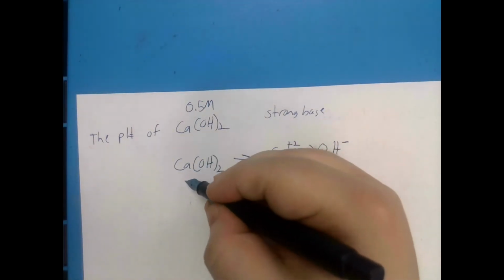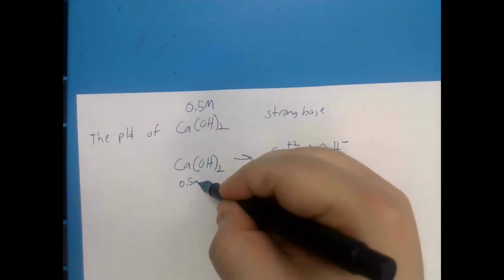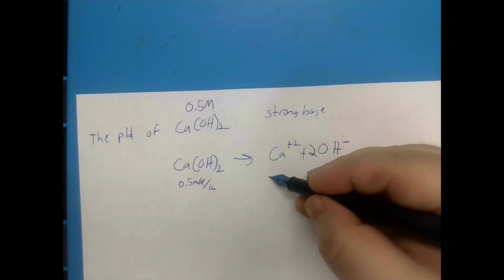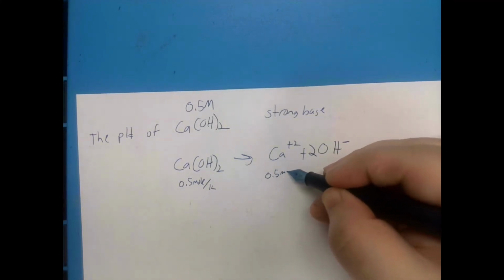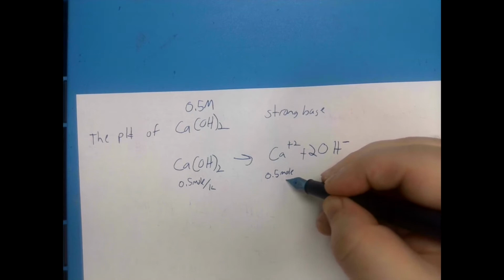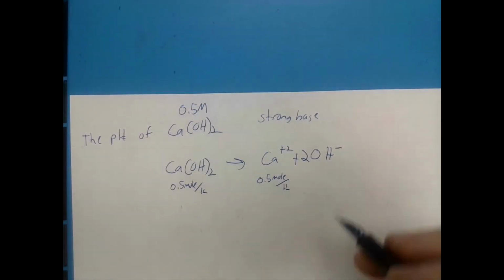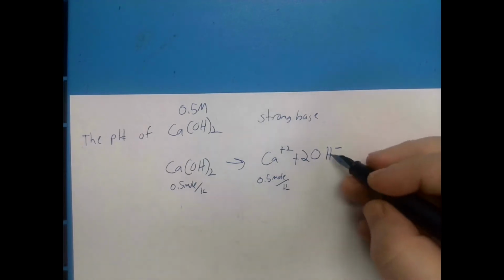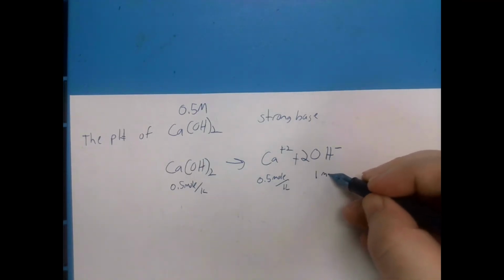So I know I have 0.5 moles for every 1 liter here. And this is a 1-to-1 ratio for calcium. So I'll end up with 0.5 moles over here per 1 liter. But how many OH hydroxide ions do I get? For every 1 molecule of calcium hydroxide, I get 2 hydroxide ions. So I end up with 1 mole per liter over here.